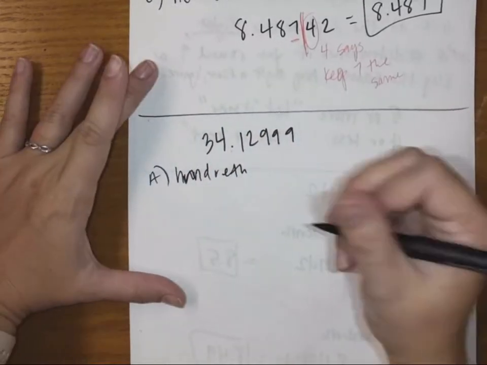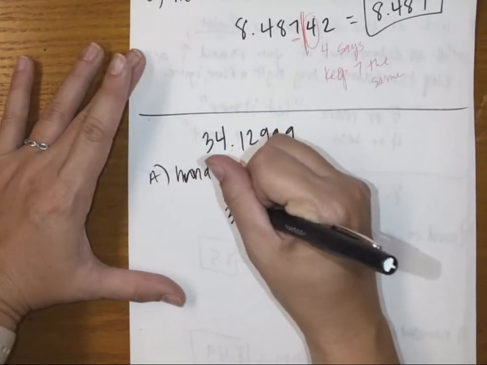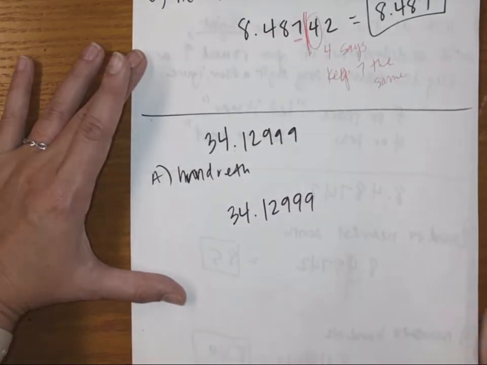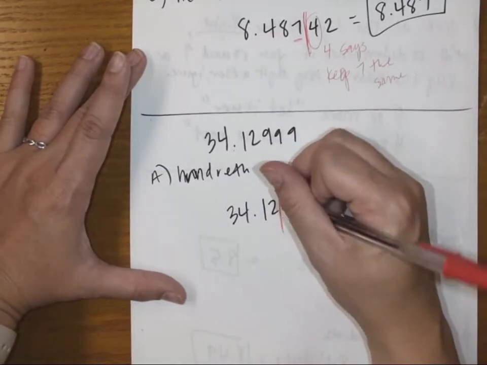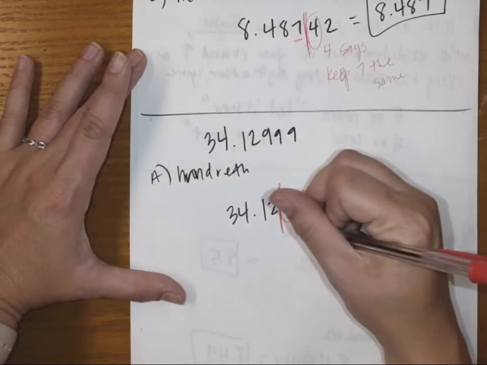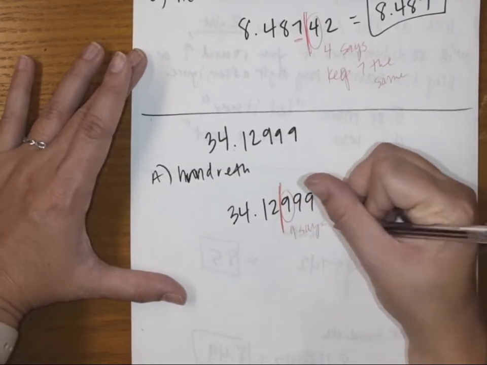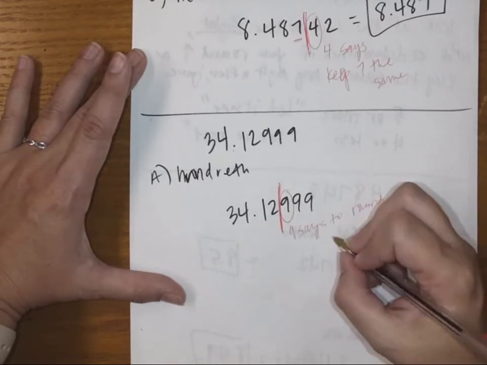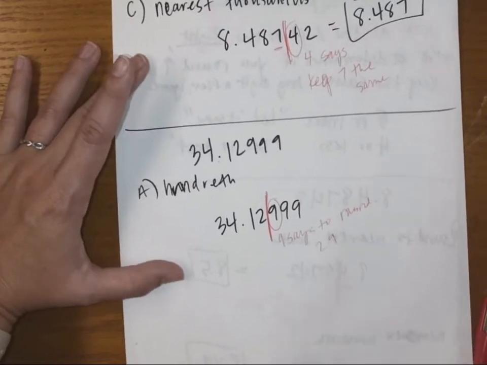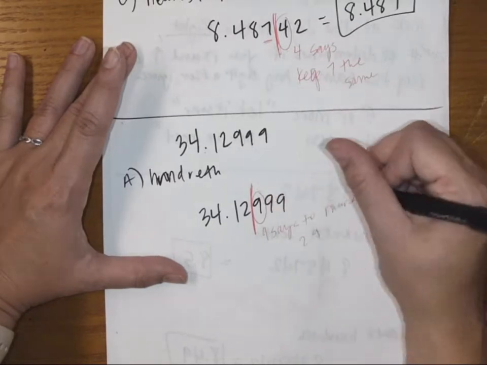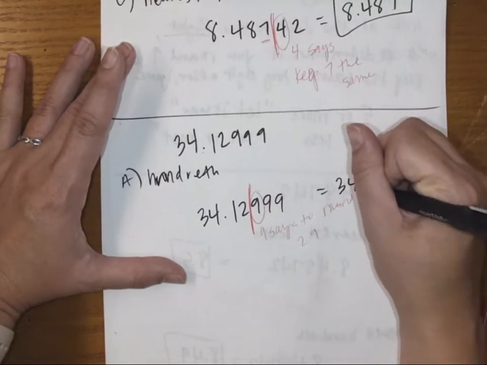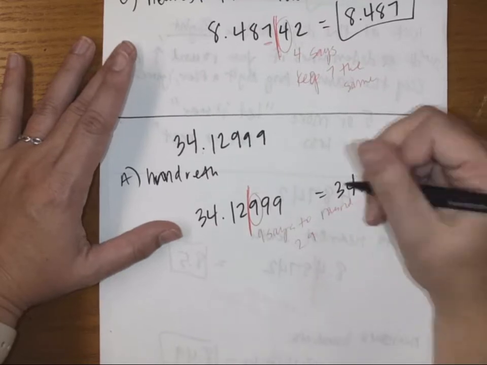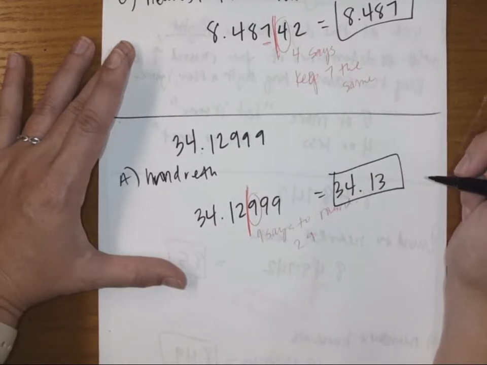So if I was rounding to the nearest hundredth, rewrite my problem. I'm going to cut it off at the hundredth spot. So I'm going to cut it off here. So 9 says to round this 2 up. So when I round 2 up, it would be 34.1, 2 rounds up to 3. So 34 and 13 hundredths.